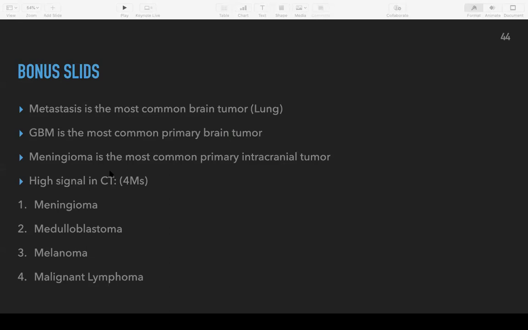And the tumors that have a high signal, or what we call hyperdense, on CT scan, to memorize it, it's the 4 M's: meningioma, medulloblastoma, melanoma, and malignant lymphoma.